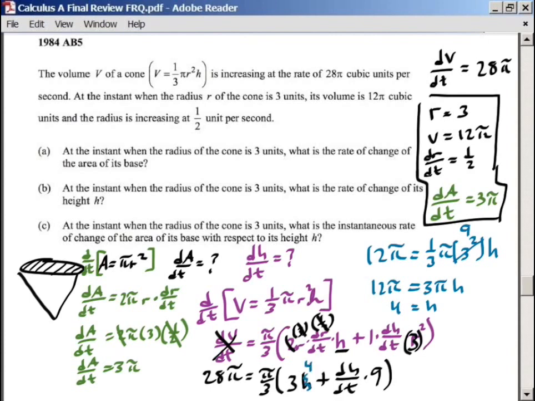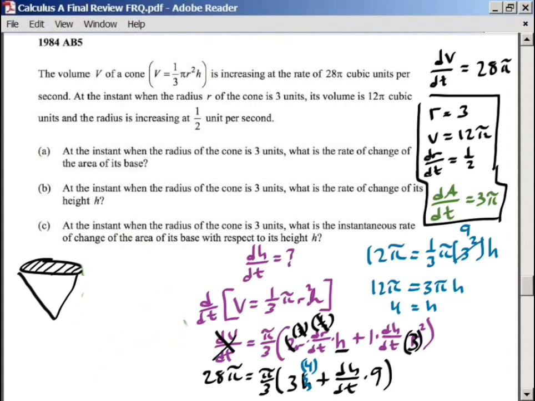Oh, man, all that work. Alright, I need more space. So let me see, what am I going to erase? Let's erase these guys over here. Don't need them right now.